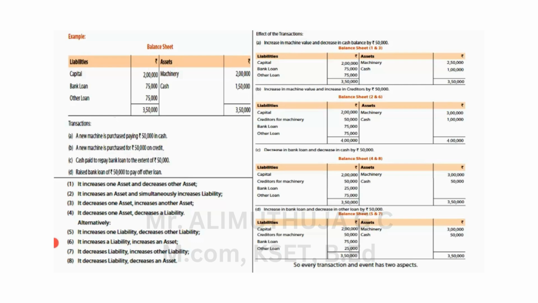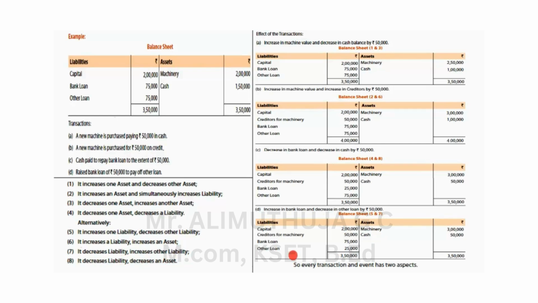Let us read. Point 5 says it increases one liability, decreases another liability. Which liability increased here? Bank loan. How much? 50,000 rupees. Decreases another liability. Which is the other liability here? Other loan. Decreased by 50,000 rupees. 75,000 became 25,000.